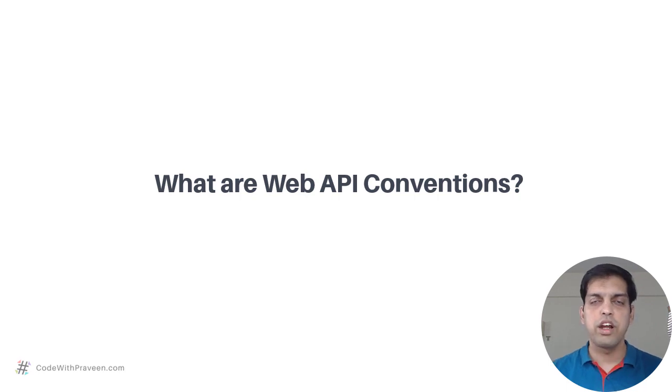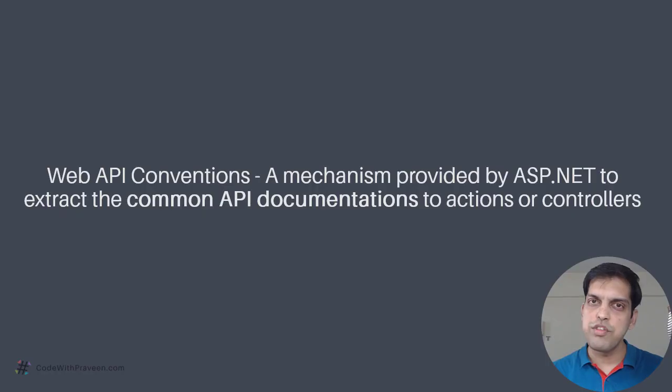What are Web API conventions? These are pretty cool stuff that is available for Web API projects that is going to immensely improve your productivity. The reason being, it is going to automate some of the documentation process on your behalf. Let's look at the official definition. The Web API conventions refers to the mechanism provided by ASP.NET to extract the common API documentation to actions or controllers. The key words to look at here are the common API documentation.